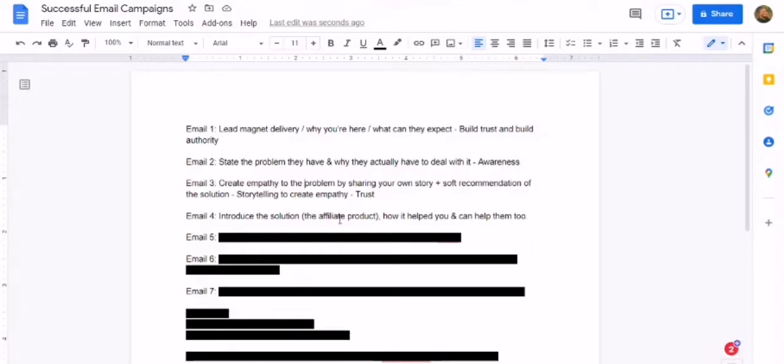Now you tell them the solution to the problem and how it helped you and how it can also help them too. So affiliates end the process here, and after that they don't send emails to these people again, it just ends here. But that's not how it works. Okay, this is just the introductory phase.